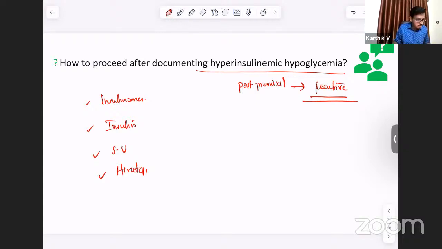Right. And Dr. Subhash has asked the difference between Dawn and Somogyi. Definitely, I'll answer the question at the fag end of the discussion because it is a slightly unrelated topic. I'll definitely answer that at the end of the discussion.